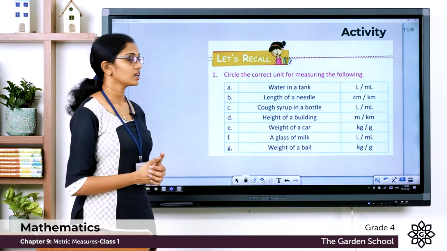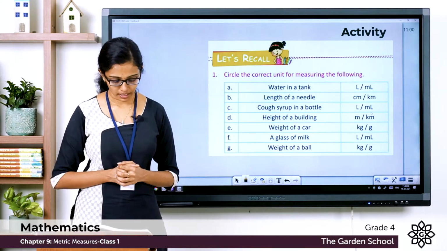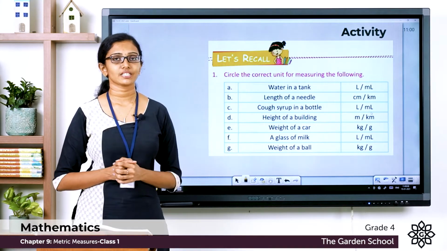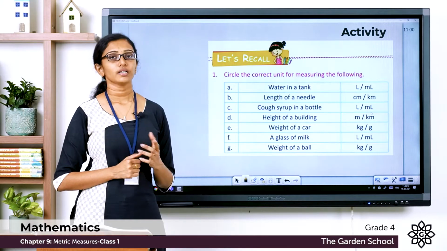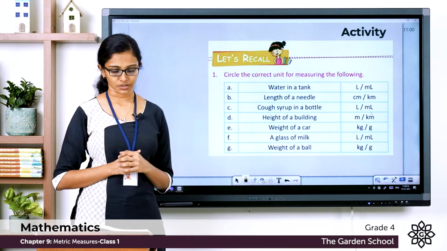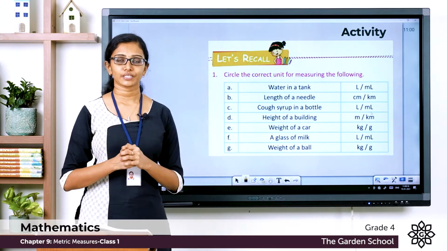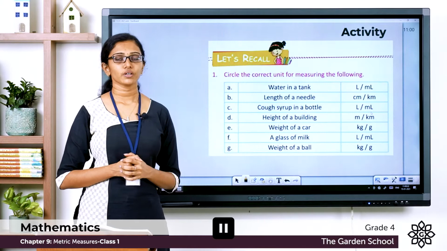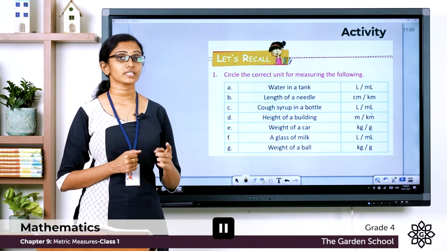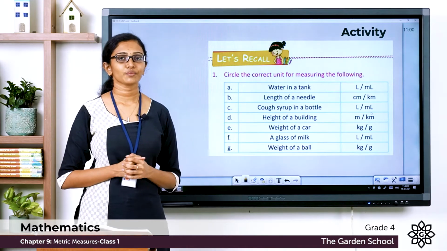Now, we'll do one activity. All of you please open your maths textbook and turn to page number 124. You can see the Let's Recall page. You have to do a couple of questions from the section. You have to do question number 1 and 2 as an activity now. Please go through the question once and please pause this video, finish doing that exercise, question number 1 and 2, and then come back. Hope you are done with that.